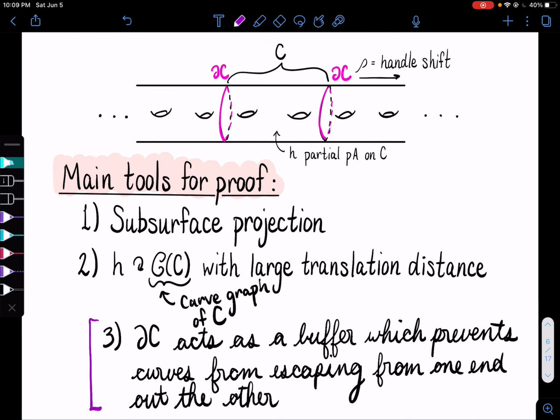Okay, so this is the sketch of proof, as hand wavy as possible, which we use to show that there are no reducing curves. And again, this is using these ideas of subsurface projection and this extra requirement on what the translation distance of H is on this curve graph. Okay.